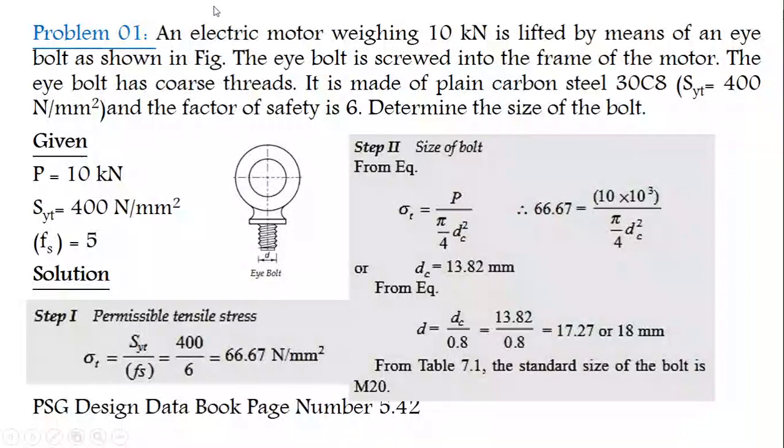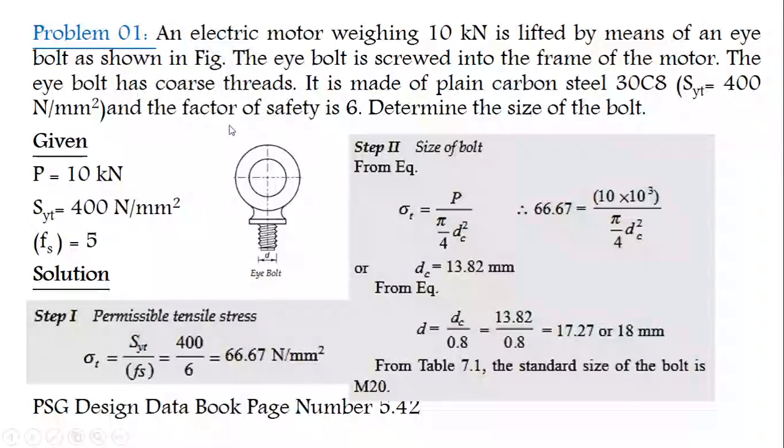Problem 1. An electric motor weighing 10 kN is lifted by means of an eye bolt as shown in the figure. This is the eye bolt. The eye bolt is screwed onto the frame of the motor. The eye bolt has a coarse thread. It is made of plain carbon steel 30C8. Its yield strength is 400 Newton per millimeter square and the factor of safety is 6. Determine the size of the bolt.